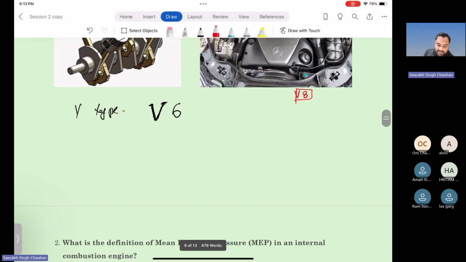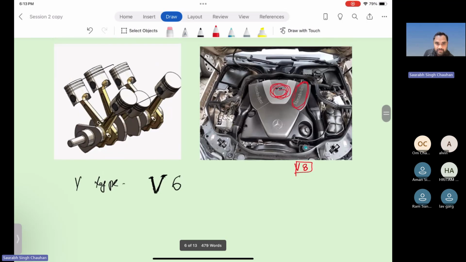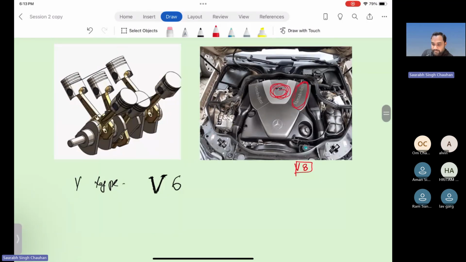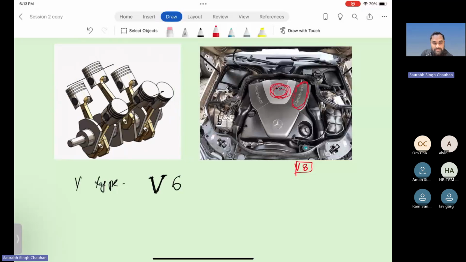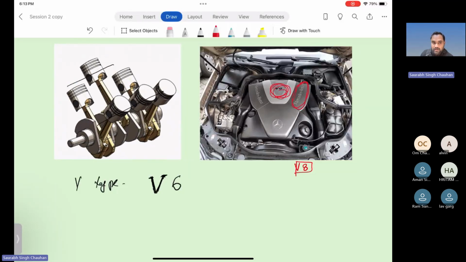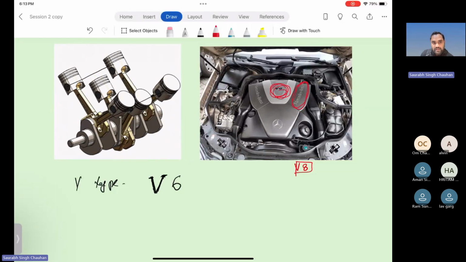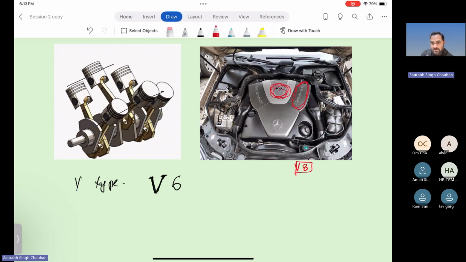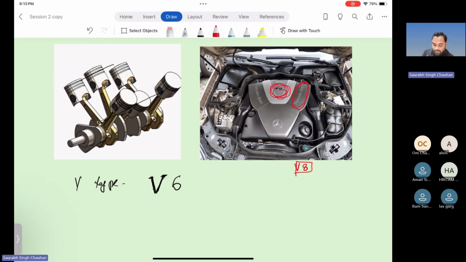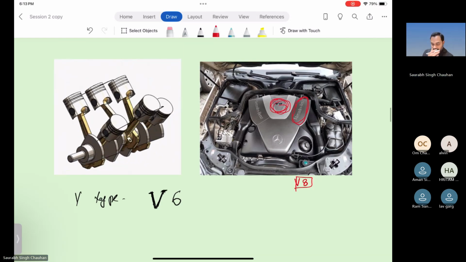So there can be many type of arrangements, and based on the arrangements you can categorize your engine type. Okay, so this type of category is according to how the cylinders are arranged. Okay, and another types of categorization can be like number of strokes, number of type of combustion, and so on.